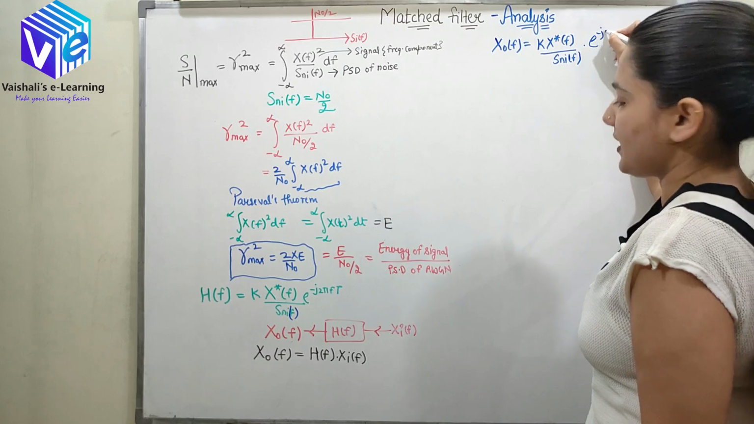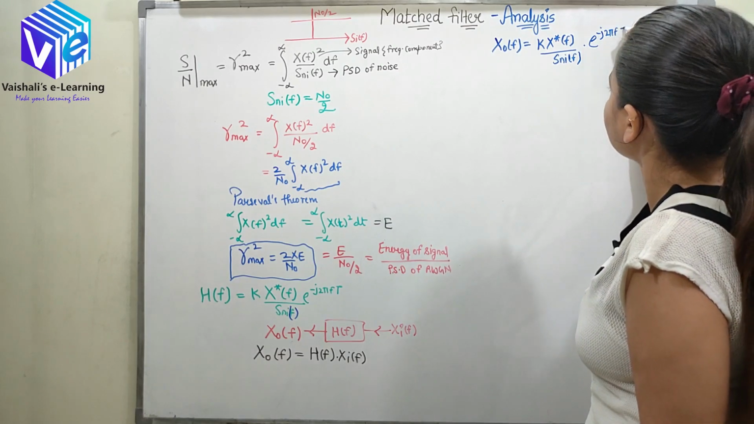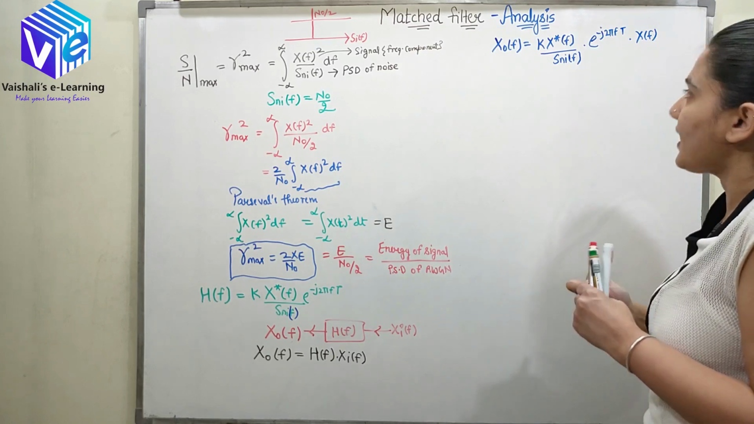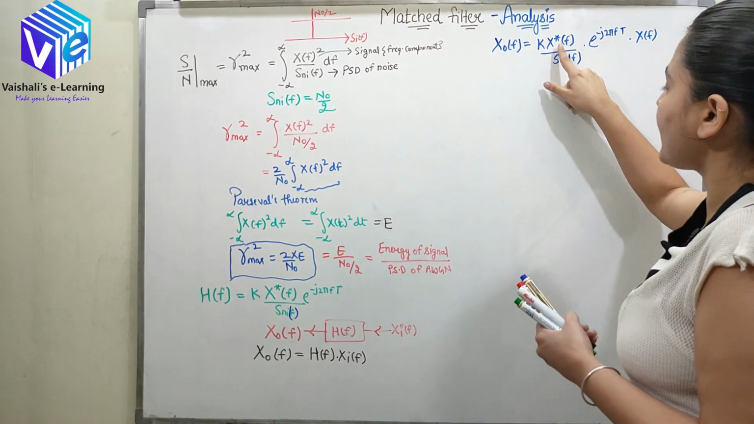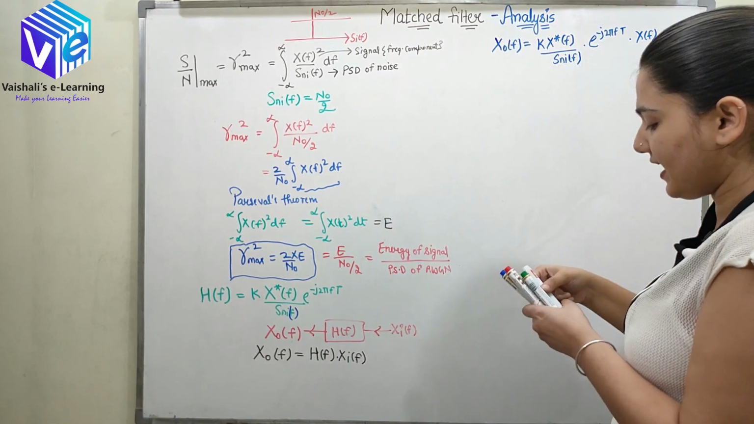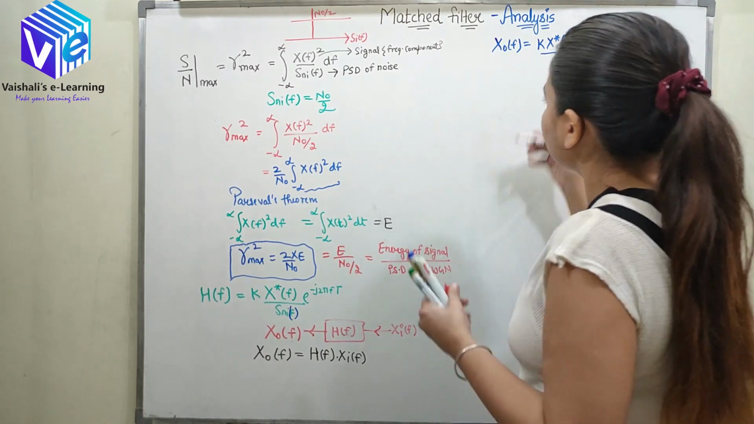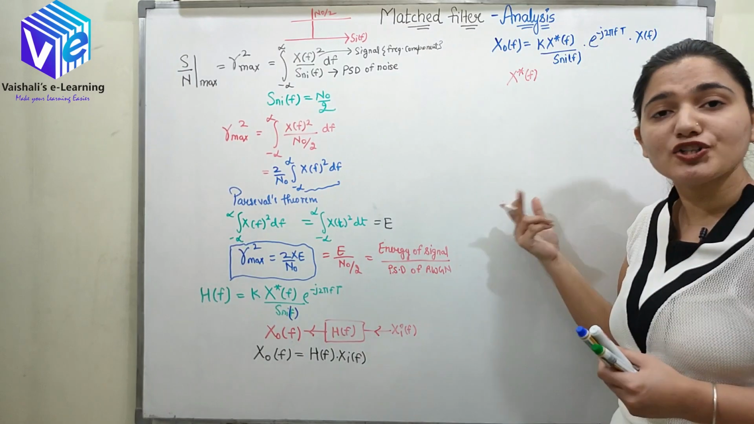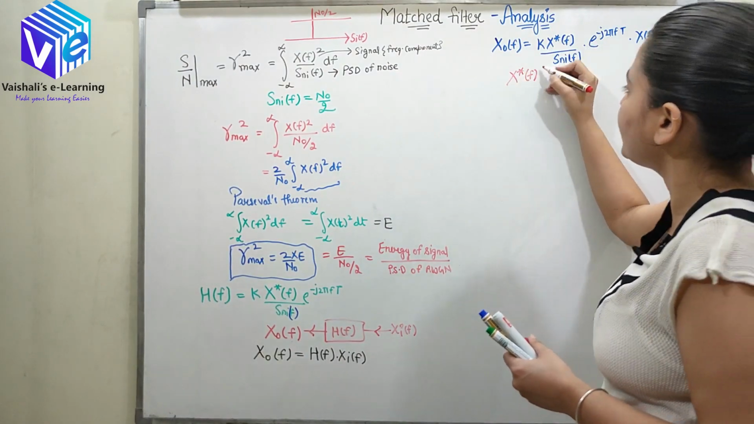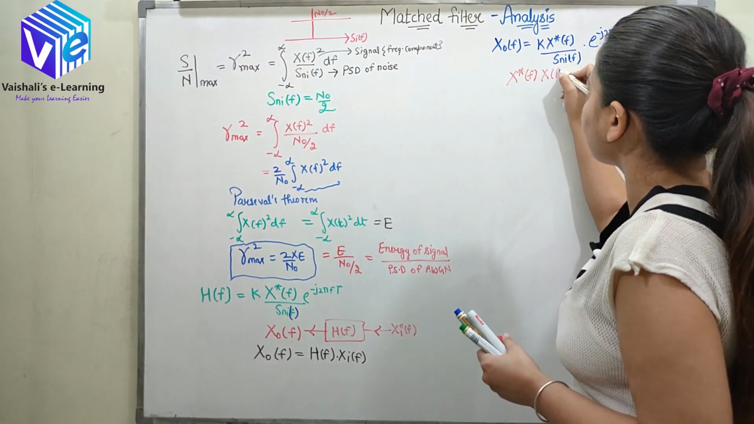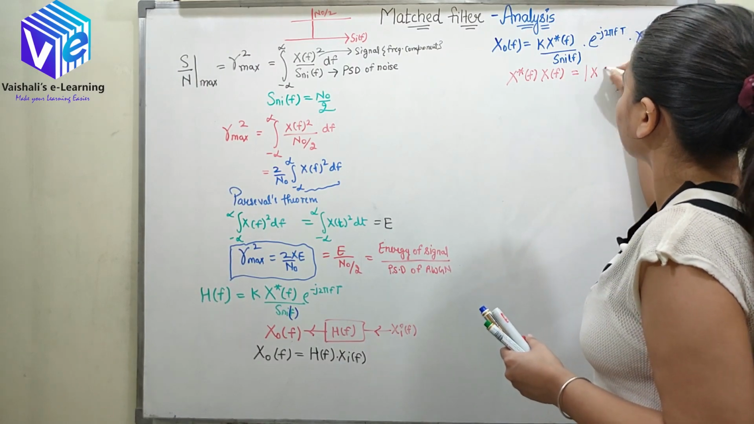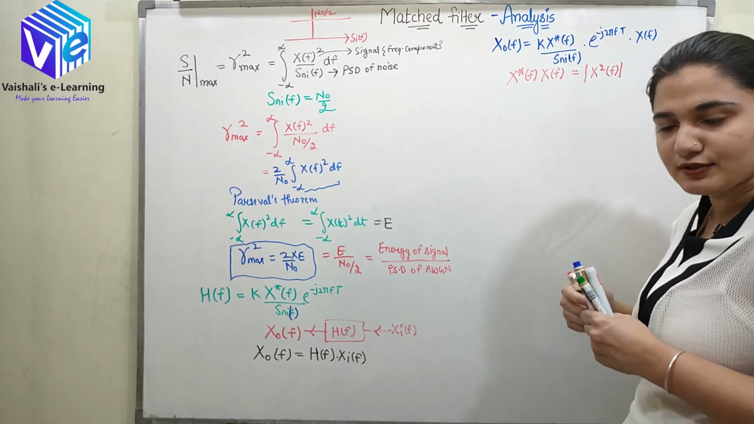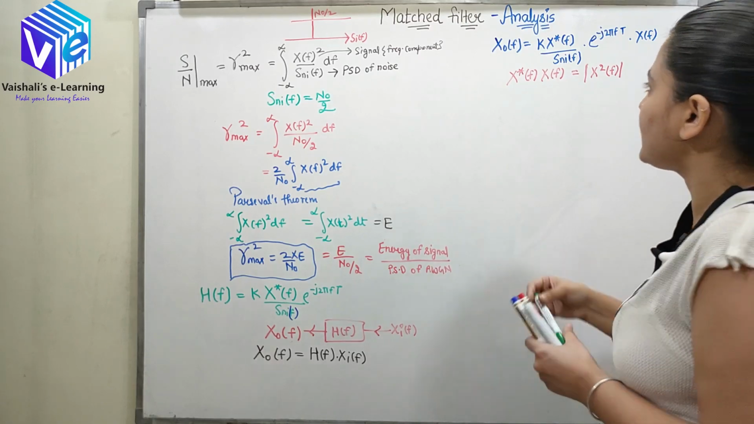e raised to power minus j 2 pi f t into X(f). So X(f) is the input, so now I have X*(f) multiplied by X(f). I know this function, so X* represents the conjugate, so this is the conjugate of X(f) into X(f). So it is equal to mod of X squared f. So now I'll just replace it.